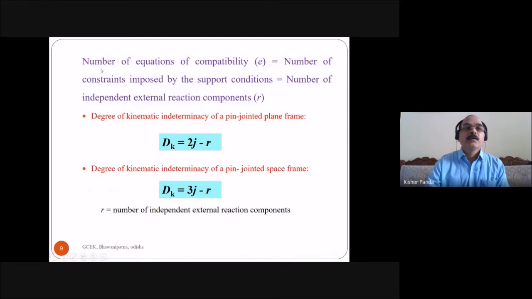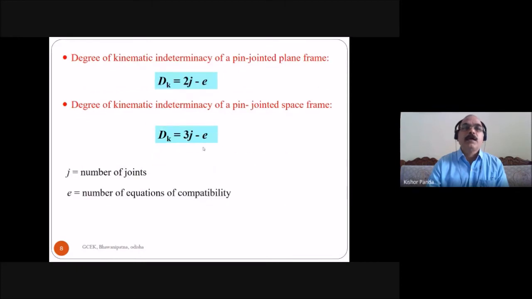You see, the number of compatibility equations is equal to the number of constraints imposed by the support conditions, which is equal to the number of independent external reaction components. So you have to take the number of compatibility equations equal to the number of external reaction components. In this equation, the degree of kinematic indeterminacy of a pin jointed plane frame and pin jointed space frame, you can rewrite as Dk is equal to 2j minus r.